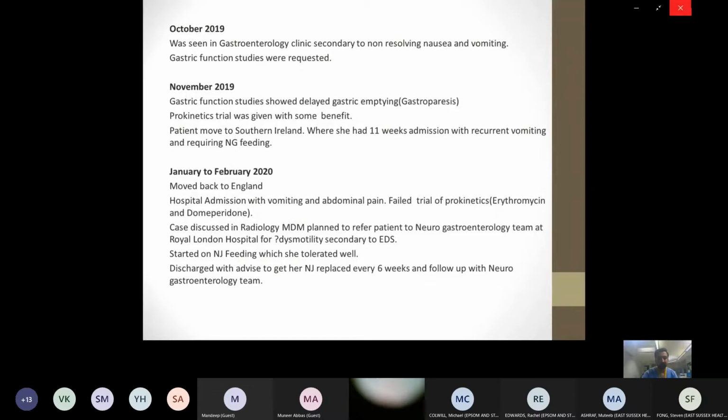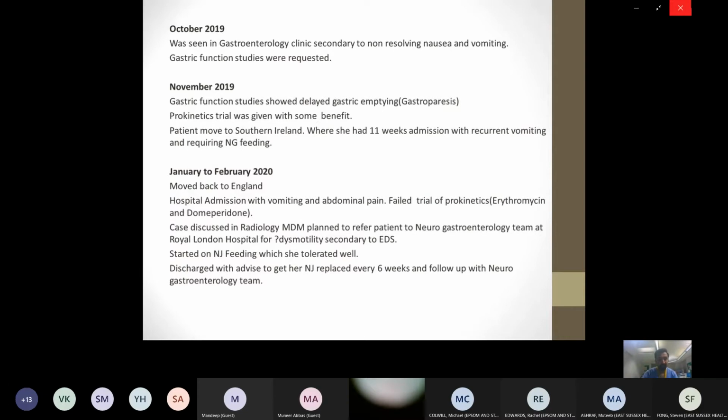In November 2019, the results were back, which showed delayed gastric emptying, and she was started on a prokinetics trial with some benefit. The patient decided to move to Southern Ireland, where she had an 11 week admission with recurrent vomiting requiring NG feeding. In January 2020, she moved back to England. She had a hospital admission with vomiting and abdominal pain. She failed the trial of prokinetics.